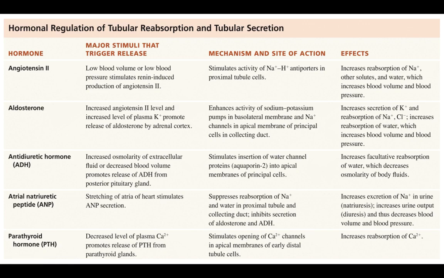ADH just reabsorbs water when you're dehydrated. ANP does the opposite of all three of these. So if you think of all three of these together, they're retaining salt and water and increasing blood pressure. ANP does the opposite. Gets rid of sodium, gets rid of water, and that way it helps decrease blood pressure, whereas these help to increase blood pressure. And then parathyroid hormone, remember that's all about calcium, increases reabsorption of calcium at the distal convoluted tubule. So that's a summary of your hormones.